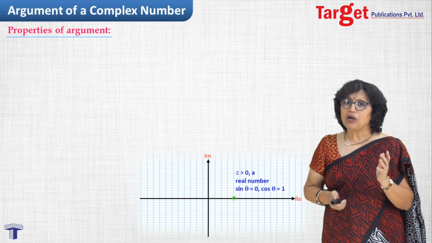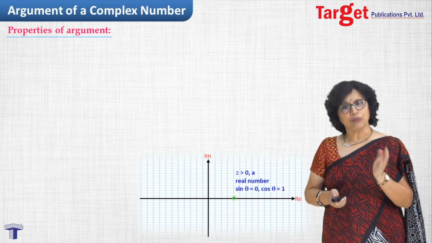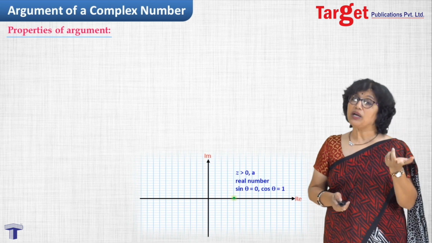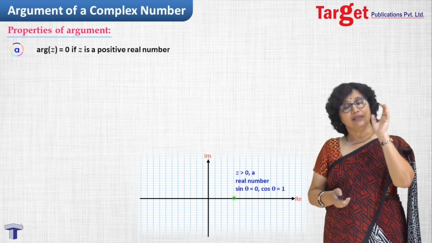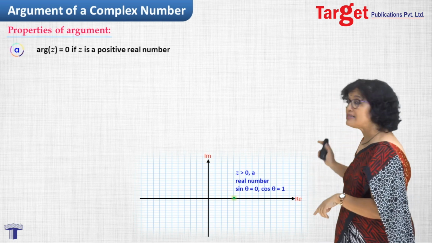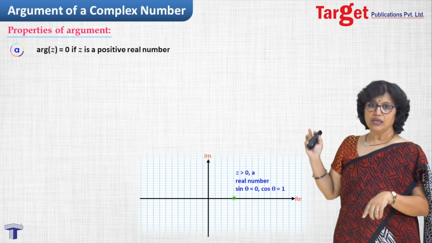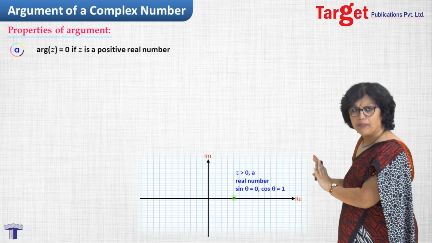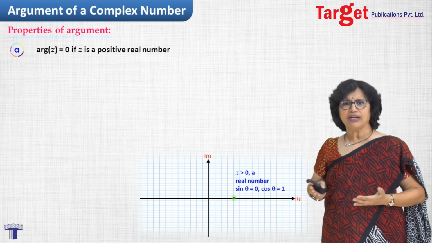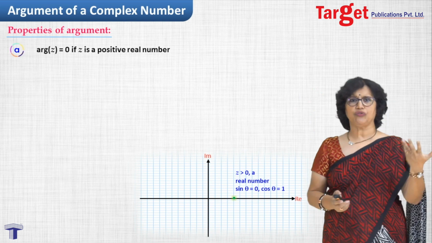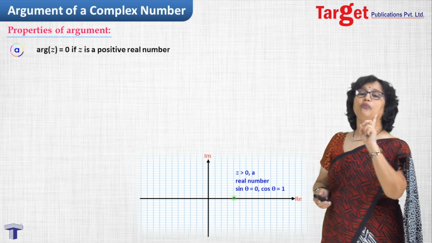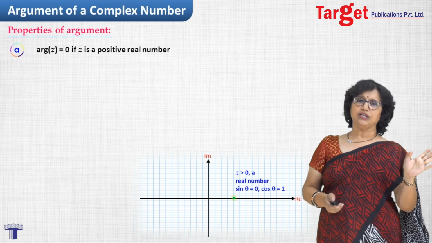So what would be the corresponding sin theta and cos theta? Sin theta would be 0, cos theta would be 1. And in this case, what would the corresponding theta be? It will be nothing but 0. So argument of z is 0 whenever z is a positive real number. I have just shown the figure part so that you should not just mug up those properties. Otherwise, I could have written the properties of argument one by one. First property: argument of z is 0 whenever z is a positive real number.